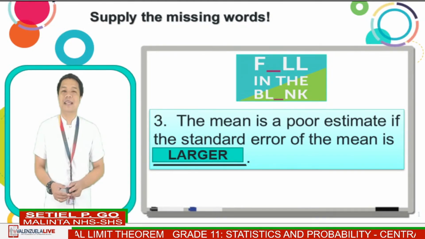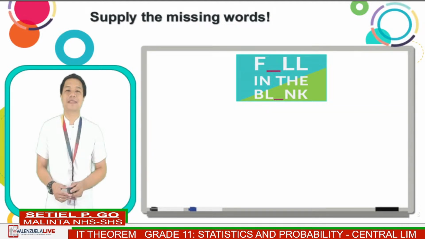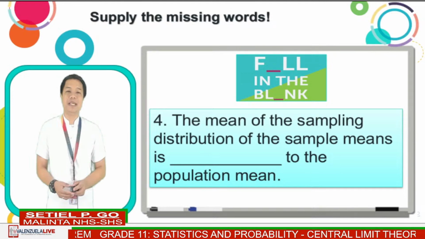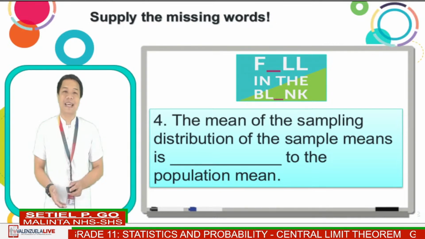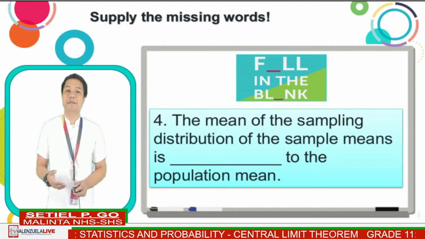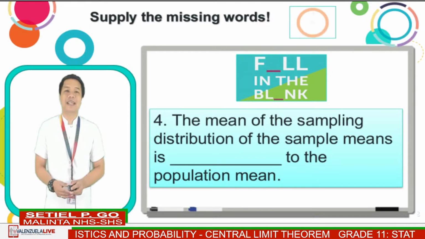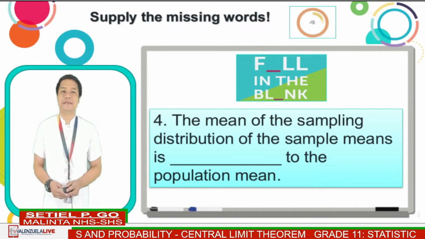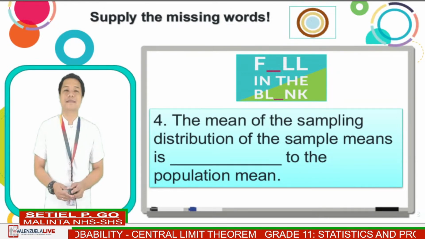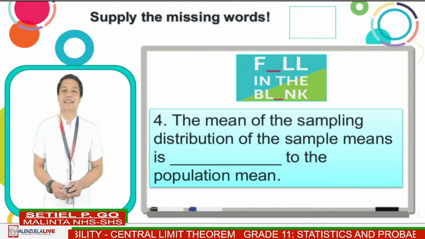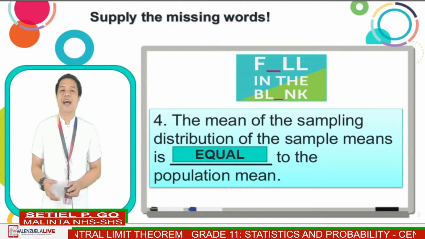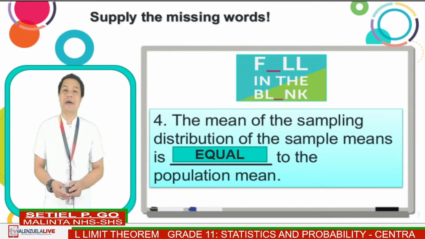Okay, next, number 4. The mean of the sampling distribution of the sample means is blank to the population mean. 5 seconds. Go. Time's up. The answer is equal. So the mean of the sampling distribution of the sample means is equal to the population mean.